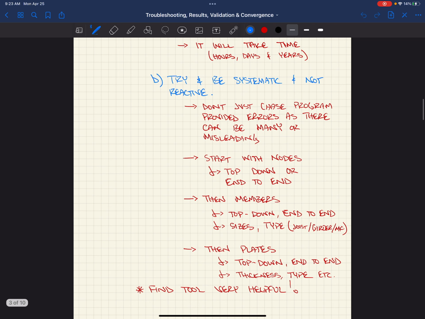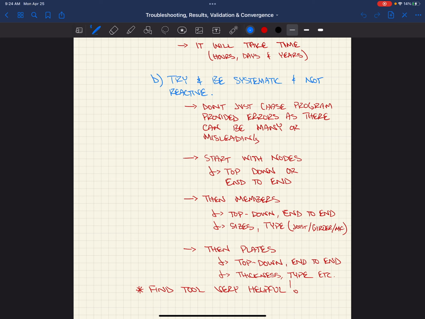First step would be, well, I guess the first concept here is always to try and be systematic and not reactive, right? Don't just keep chasing the little error messages that VA sends you, right? 'Cause it might just send you all over the place, and pretty soon maybe you're gonna freak out, okay? 'Cause it's just never gonna work right, okay? And so you gotta just be methodical, be systematic, right? And step through it as if you were just starting at the beginning and working your way through, right? So don't just chase program-provided errors, as there can be many, or they can be misleading, right?